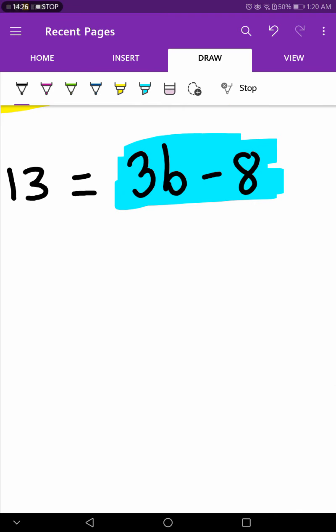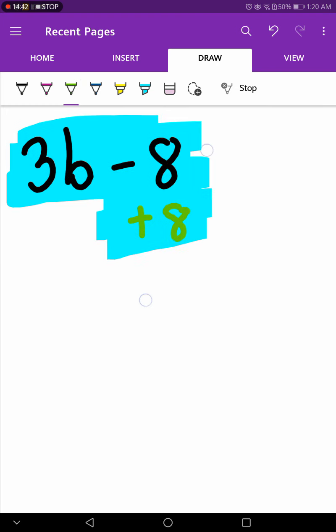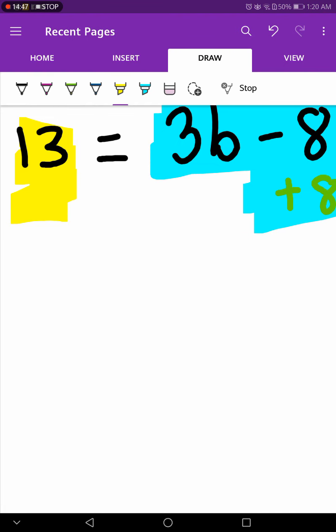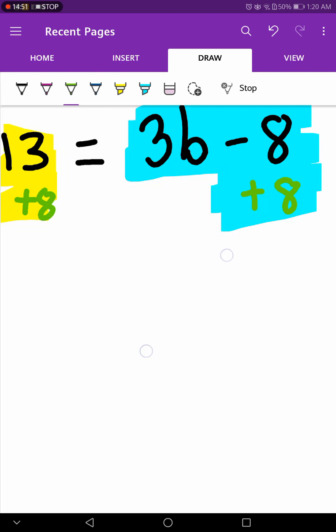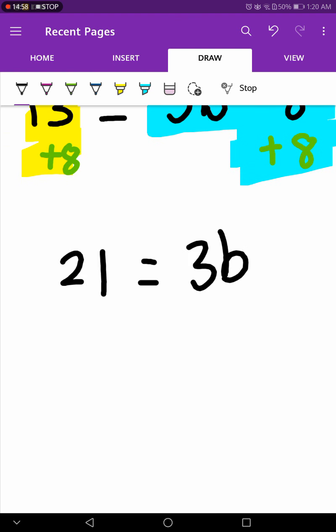I have to move to the, yes, after determining the left and the right, you have to move to the side that has a variable and see which number is added or subtracted, which is -8, and the opposite of -8 is +8. And what you do here, you have to do on the other side. Okay, in the same color also, to keep the balance. The 3b comes down, you know these steps. Okay, and here we have 21.